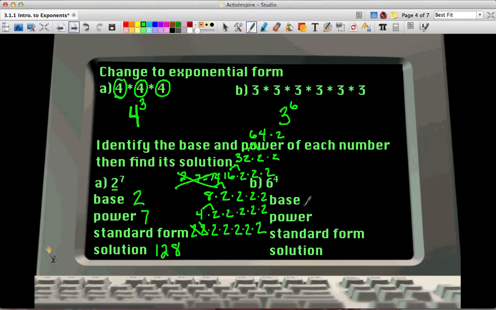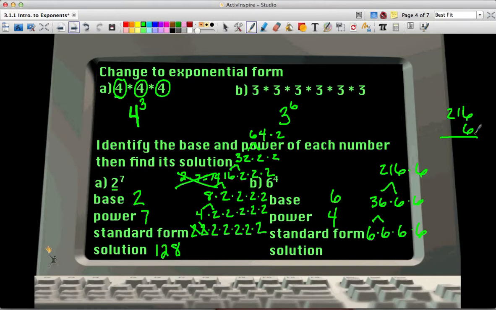All right, so I want you to try this one. When you come back, we'll check your answer. So here the base is 6. It's a power of 4. As standard form, it would be 6 times 6 times 6 times 6. So as an answer, 6 times 6 is 36 times 6 times 6. So 6 times 6 is 36. 3 times 6 is 18. Plus 3 is 21. So times 6.